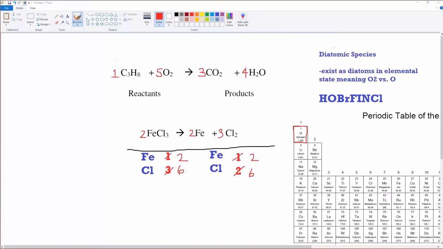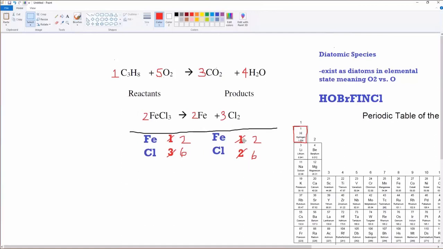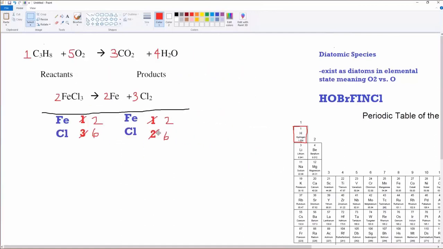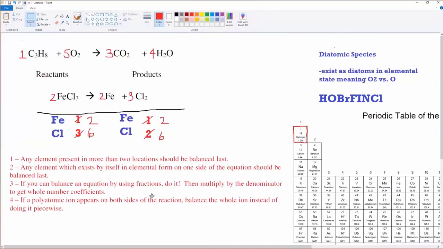Okay, I'm going to copy this. I've got a little set of guidelines. These are not rules. Again, this is not follow the rules like for Lewis dot structures, but a set of guidelines or tricks that you can use to help balance equations. These are from your lecture notes. I'm just going to copy them in here. So I'm going to move these out of the way. All right.